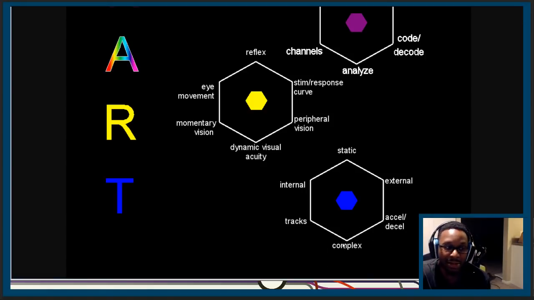Complex timing is timing that is everything but static. So anything from off beats, off rhythms, syncopated rhythms, the works, anything that isn't just a straight up repeated static set or unchanging timing, whatever. And tracks is your ability to keep track of multiple timings or sources of timings simultaneously.